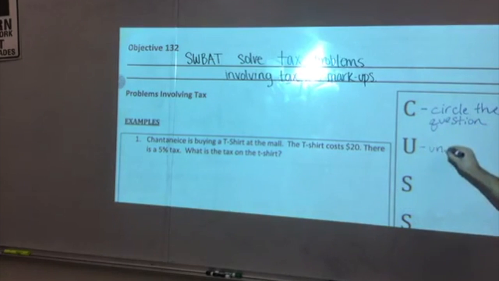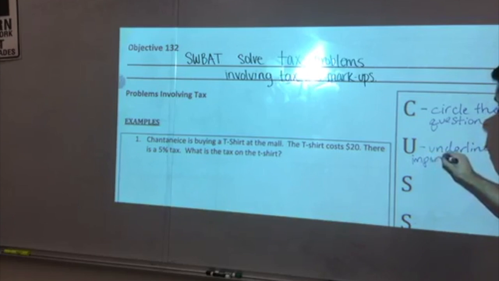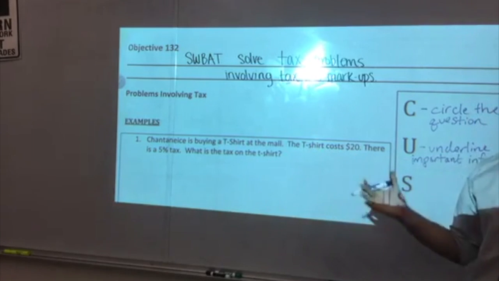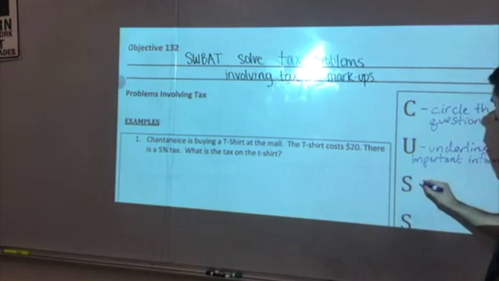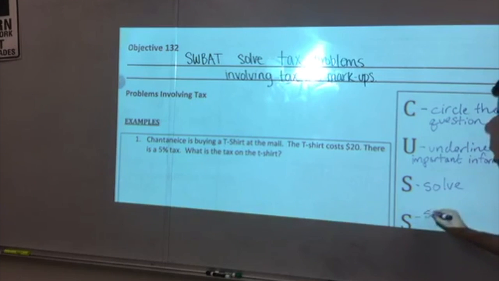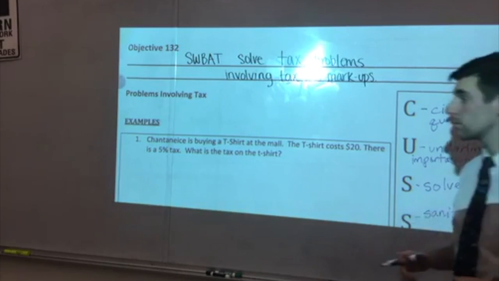Next to you is underline important information. Once you have an idea of what you have to answer, you're going to underline all the stuff you need to answer that question. The first S stands for solve. So once you feel like you have the important information and you know what you're answering, give it a shot and try to solve. And last is a quick sanity check. That means, like, does my answer make any sense?